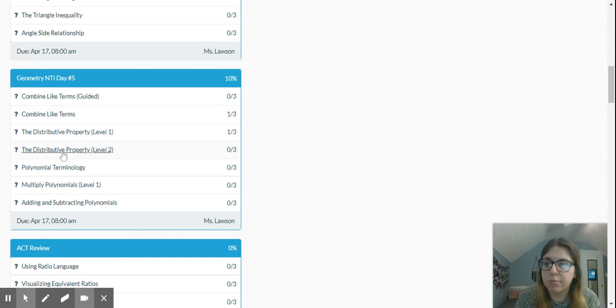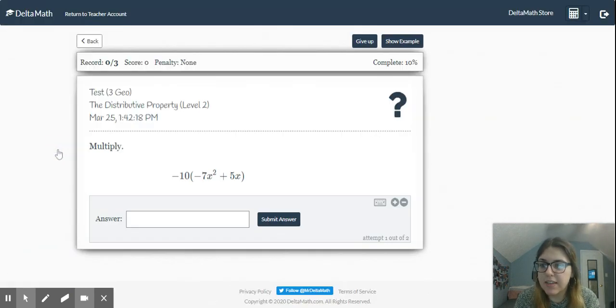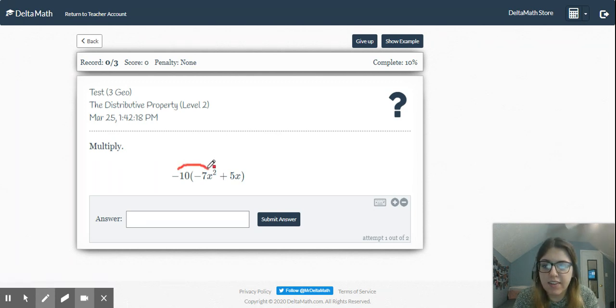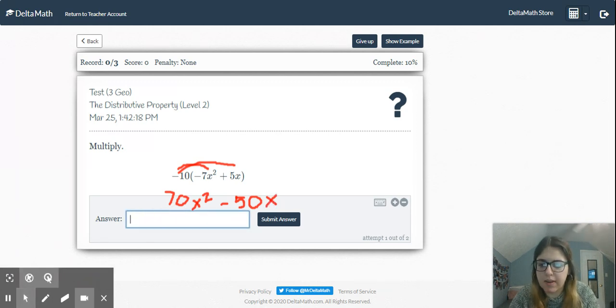So then we have the distributive property level 2. So if I go through one of these problems, we're going to do the same thing. Okay, so I've got to do negative 10 times negative 7x squared. Well, negative 10 times negative 7 is positive 70x squared. And then negative 10 times positive 5x is negative 50x.